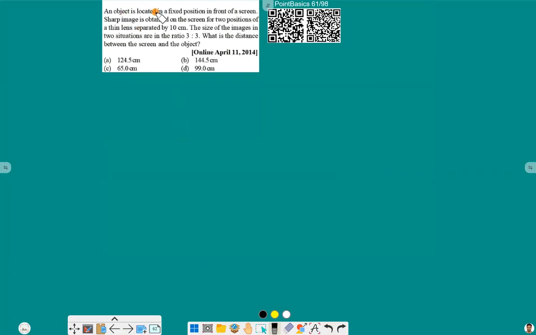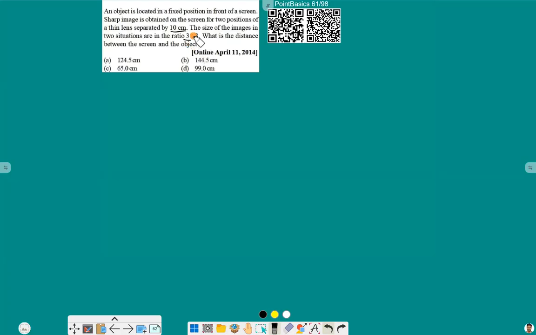An object is located at a fixed position in front of a screen. A sharp image is obtained on the screen for two positions of a thin lens separated by 10 centimeter. The sizes of the two images are in the ratio 3 to 3. What is the distance between the screen and the object?